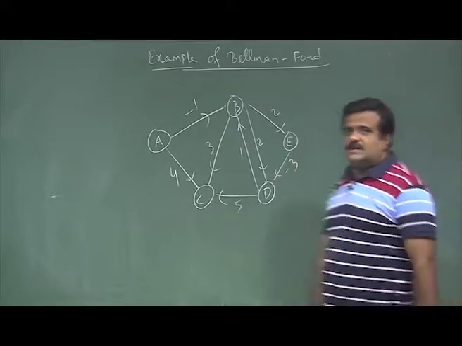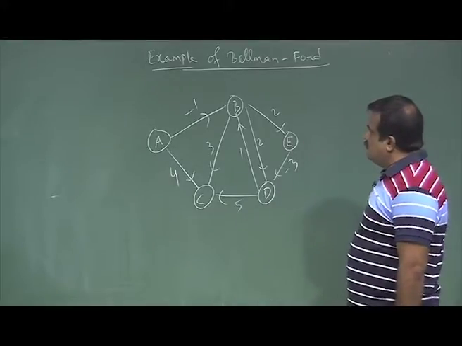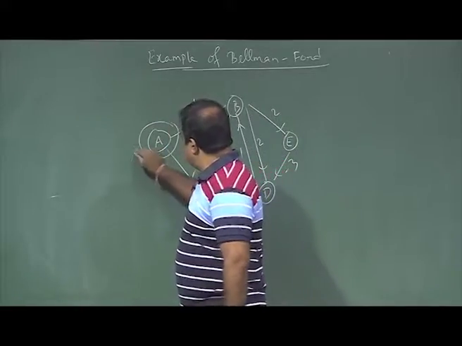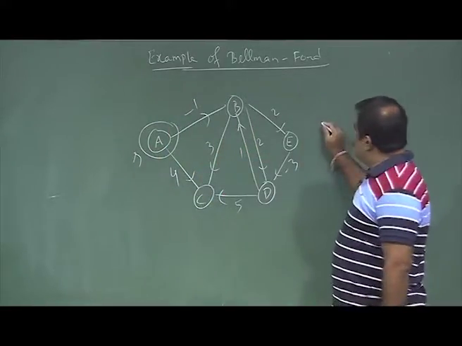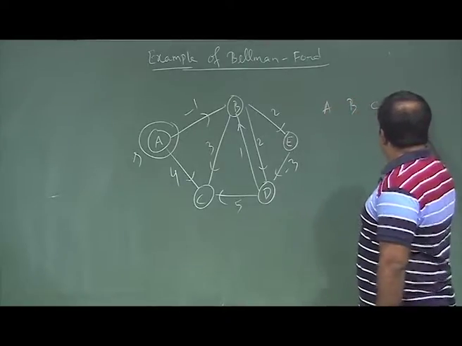Okay. So this is the input of the Bellman Ford algorithm. Now we take a source vertex. Suppose S is our source vertex A. Now we put everything into A, B, C, D, E.